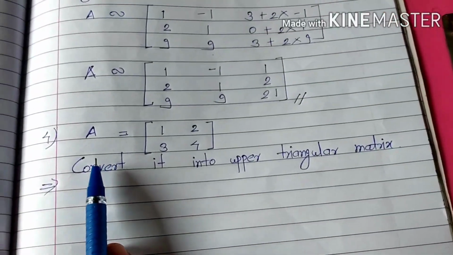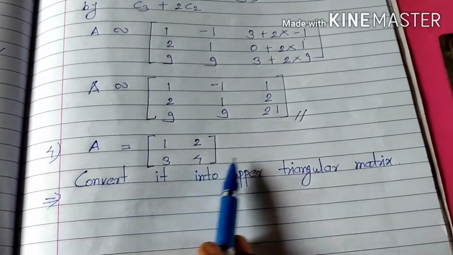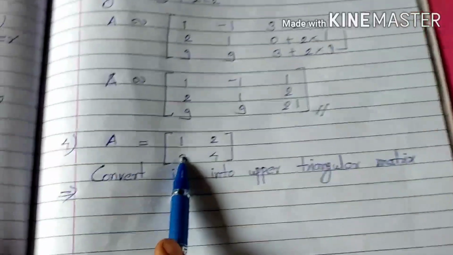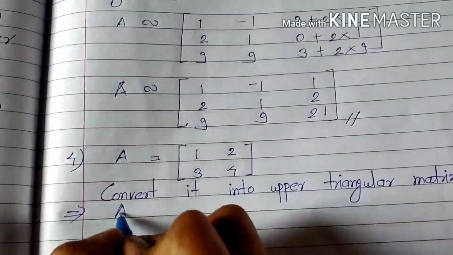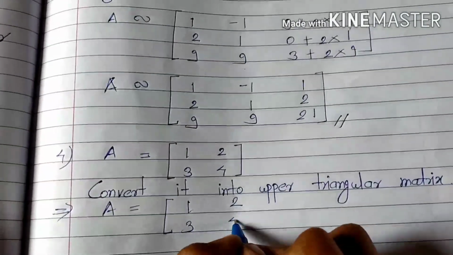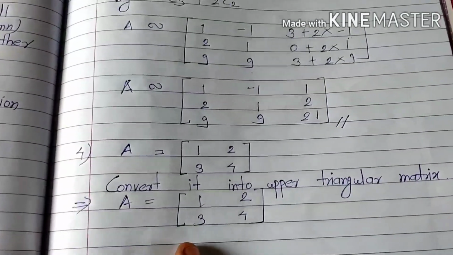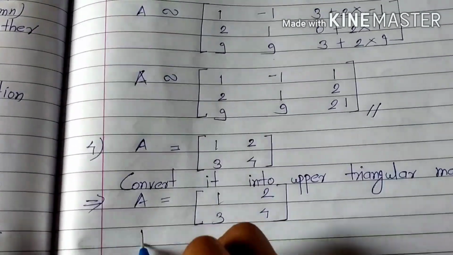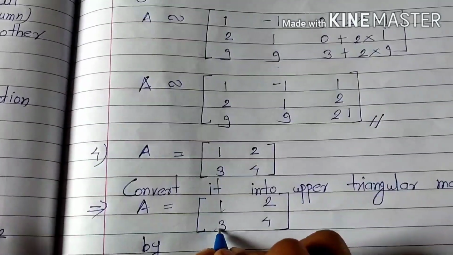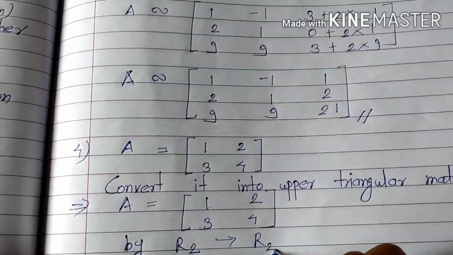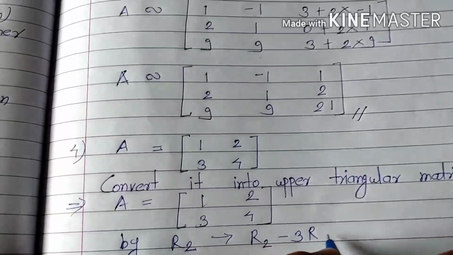Now the next example is to convert it into an upper triangular matrix, which means you have to make a 0 here. So A is equal to 1 2 3 4, and you have to take the operation. What is the operation? It is like that. You have to change this R2. R2 changes to R2 minus 3R1.